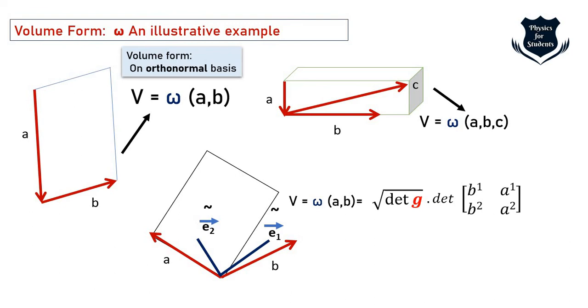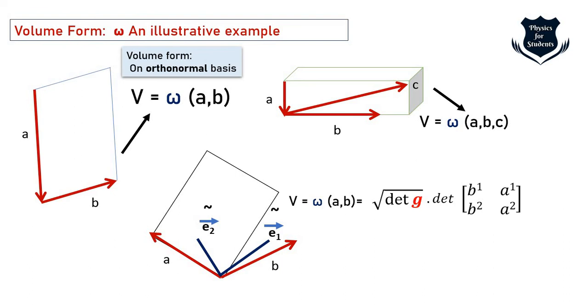our, if you have seen my earlier video, you would know what E1 prime tilde and E2 prime tilde are. These are not orthonormal, which you can see. So how we get the volume is that first we take the square root of the determinant, which I have written as determinant of G. This is the square root of the determinant of the metric tensor.